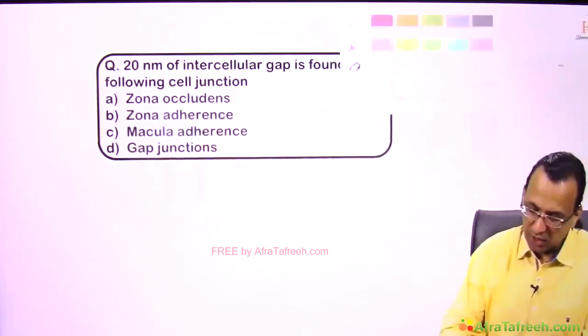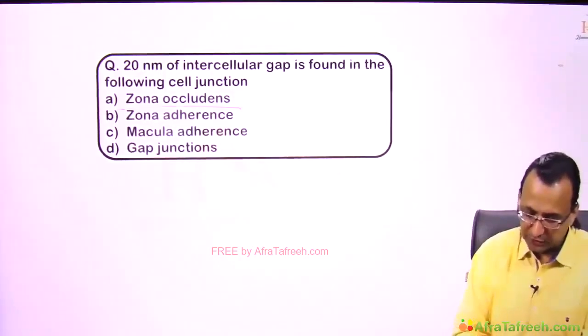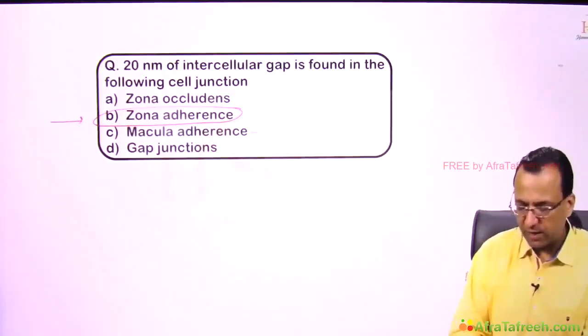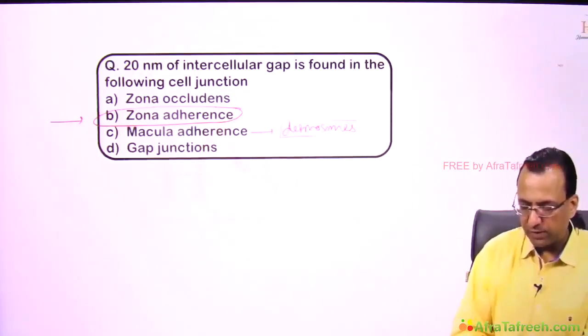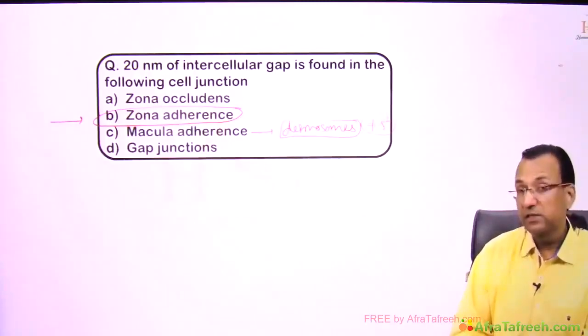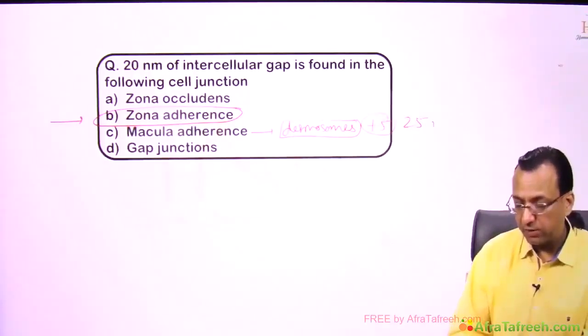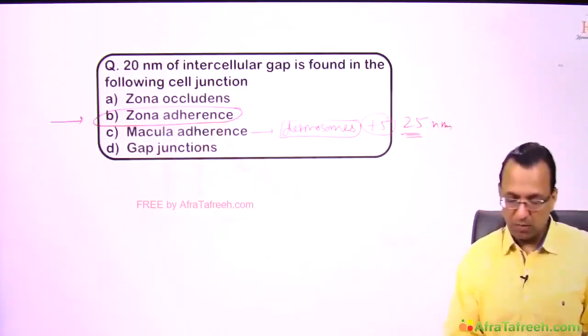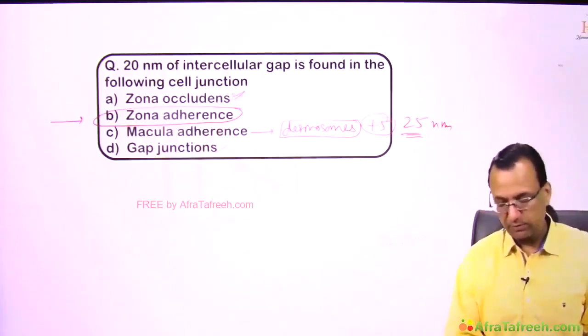As you are talking about it, it will be zona adherens. Then what about macula adherens, which is the other name of desmosomes? Macula adherens, which is the other name of desmosomes, it is +5. +5 means 25 nanometer. So there it becomes +5, 25 nanometer. What about this one and this one?